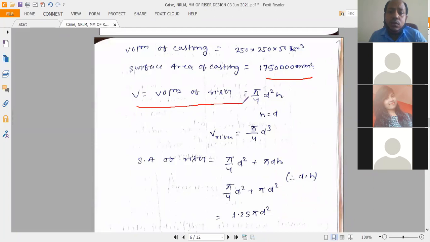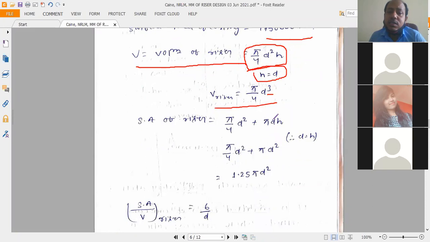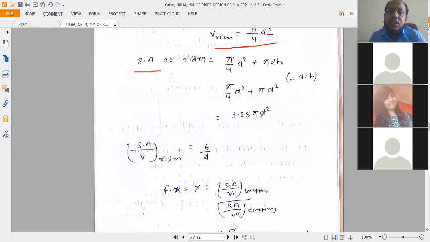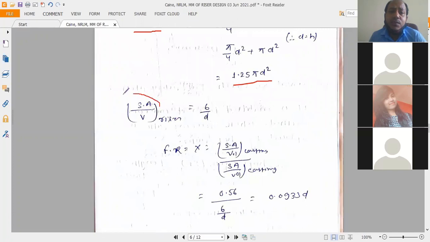Now the volume of the riser we can calculate as pi by 4 d square h. h is equal to d, it is given. The height of the riser is equal to the diameter, so the volume of the riser will be this one. d is the unknown right now. The surface area of the riser is pi by 4 d square plus pi d h, so 1.25. Then the surface area by volume of the riser is equal to 6 by d.